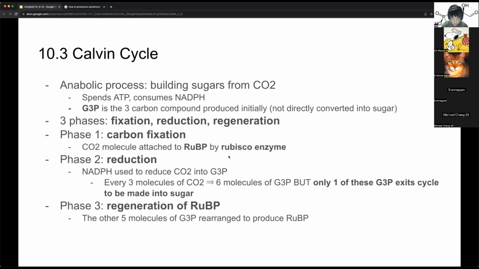Anyways, stuff you really need to remember here is definitely 3 CO2 goes in, it gets turned into 6 G3P, and of these 6 G3P, one leaves, and the other 5 produce 3 RuBP, and it gets attached to 3 CO2 again. So this stuff you should remember.